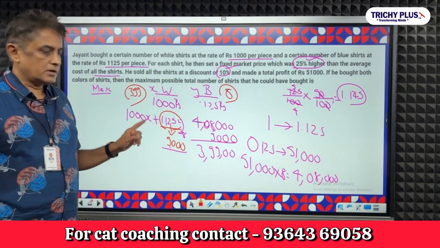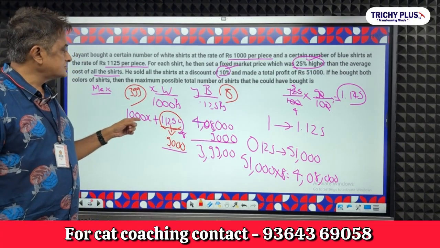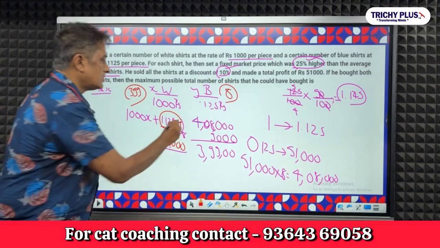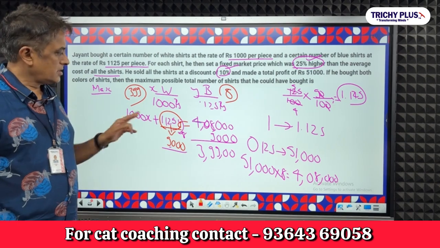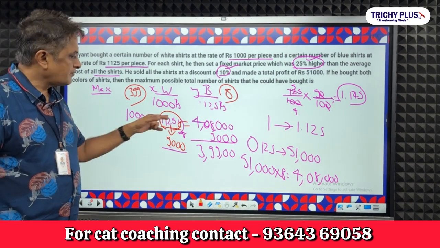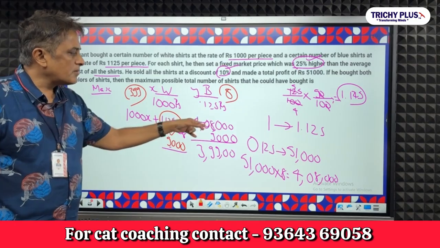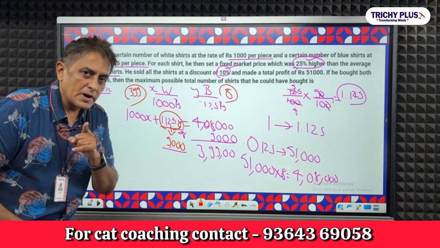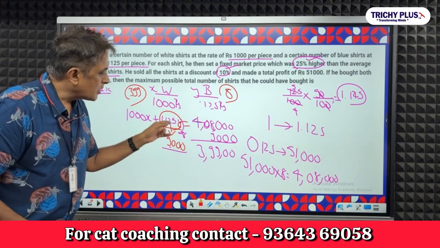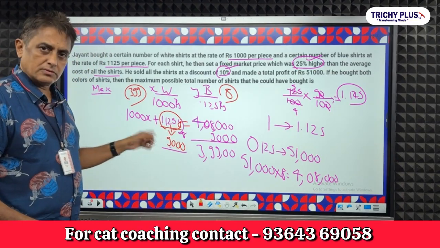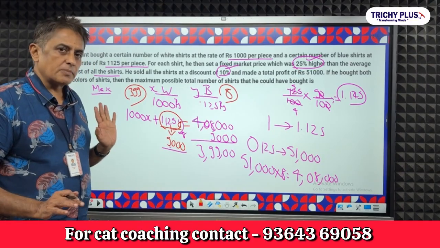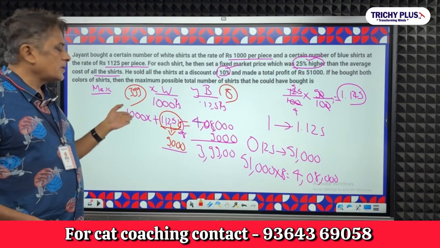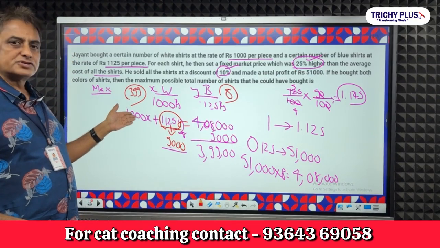Let me repeat. I got 1000x plus 1125y is equal to 4,08,000. Now for 1125, if I put some other number over here, I will not be able to divide. So I have to round off 1125. 125 into 8 is 1000, so 1125 into 8 is 9000. You subtract that 9000, only then it will round off. Try any other number and you will not be able to divide. You will get half a shirt here, a quarter shirt there and all that.